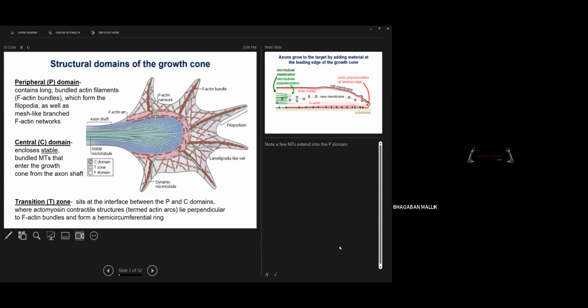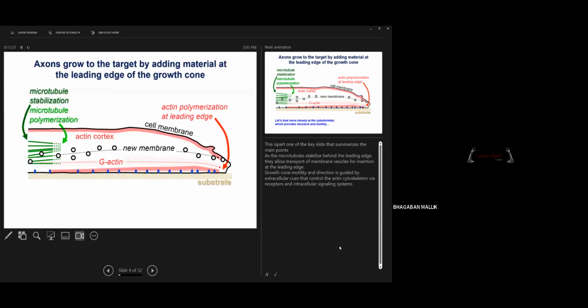So this is how the growth cone looks. We have 3 distinct regions: this is the peripheral region, this is the central region, and this is the transition zone. In the transition zone, F actin depolymerizes, and in the P zone, the peripheral zone, it polymerizes to form bundles of F actin. At the tip of the filopodium, you have polymerization of G actin to form F actin. So these are the 3 distinct compartments in a growth cone. The central domain is mostly enriched with microtubules, and the peripheral region is mostly enriched with actin filaments, like F actin bundles.